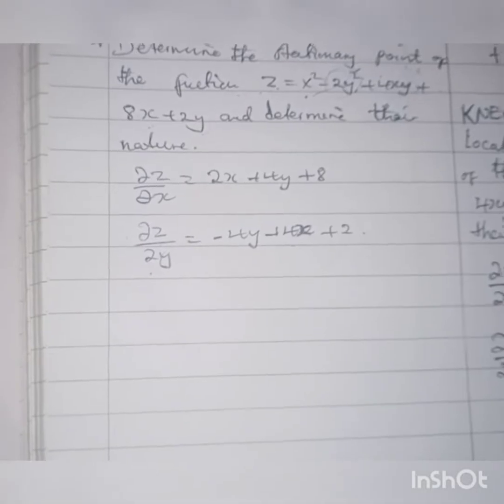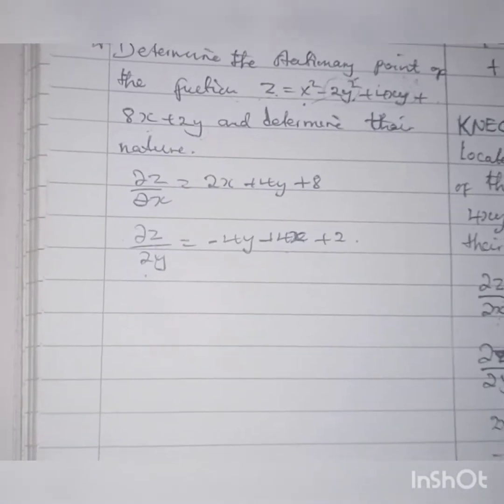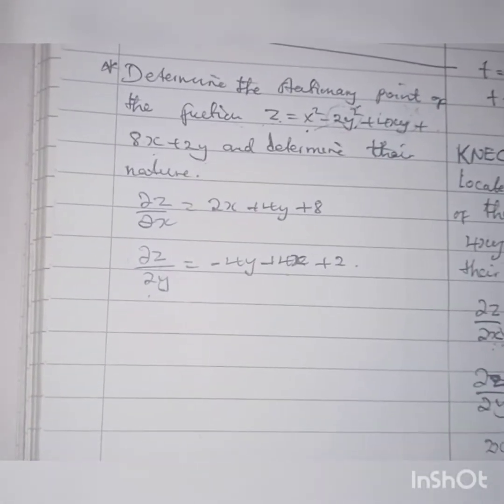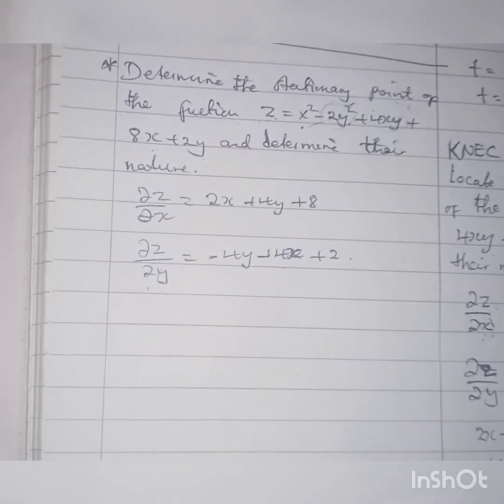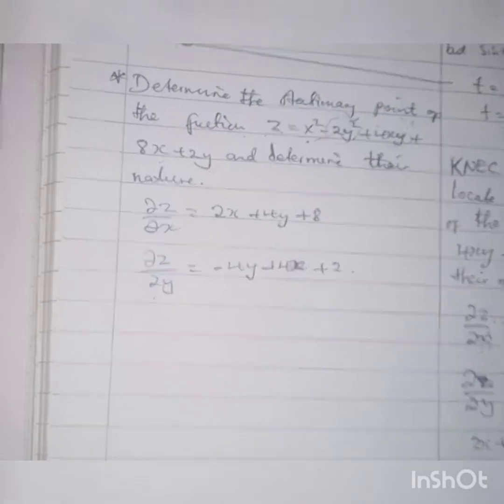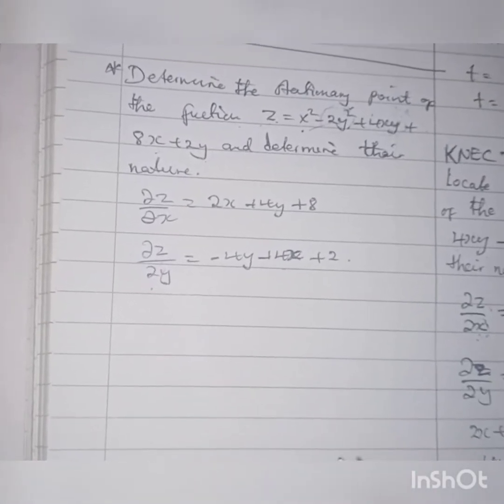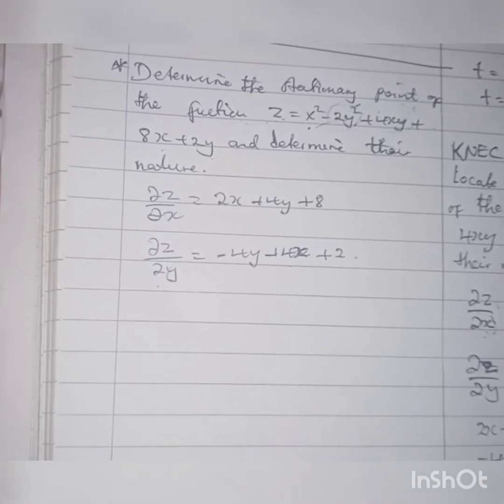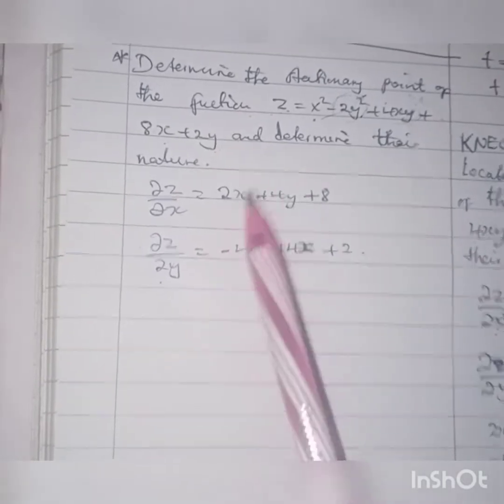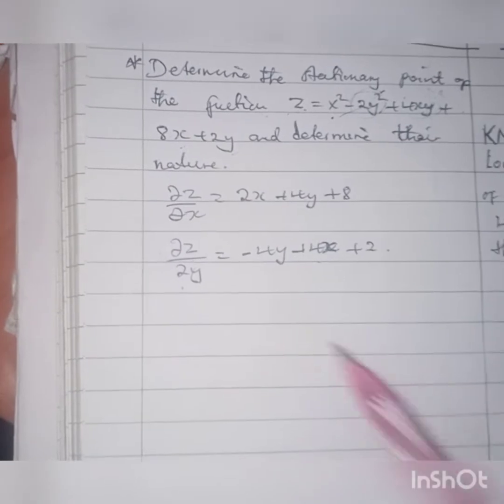So remember that a stationary point can either be a minimum, maximum, or a saddle, or it can also be a point of inflection. So for you to determine whether it's a stationary point, you have to determine the stationary points themselves as they asked for.